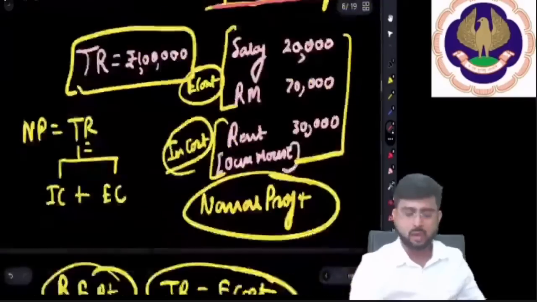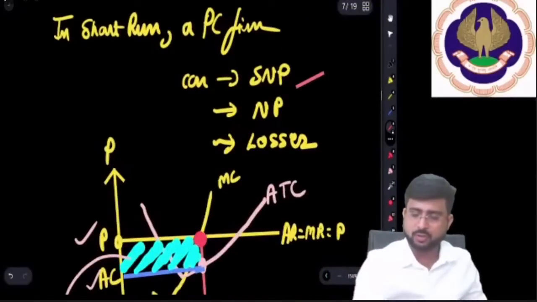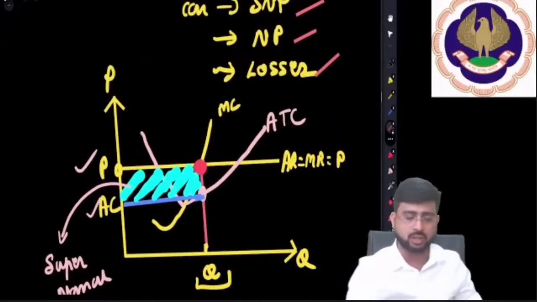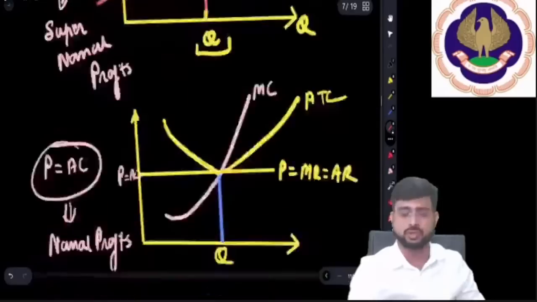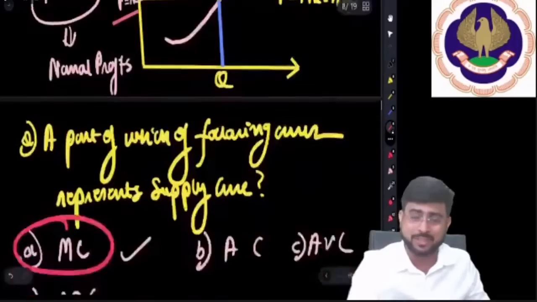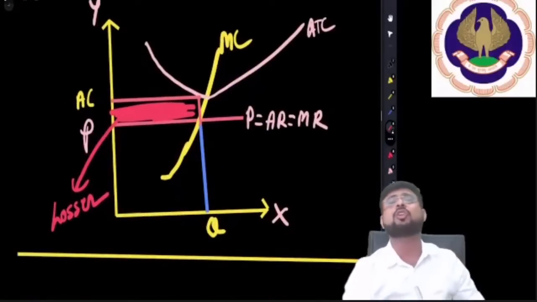So now what is happening is, in the short run, supernormal profit, normal profit, and losses, all three are possible. You see, supernormal profit is the situation when price is greater than average cost. Normal profit is a situation when price is equal to average cost. And when average cost is greater than price, that is a situation of losses.